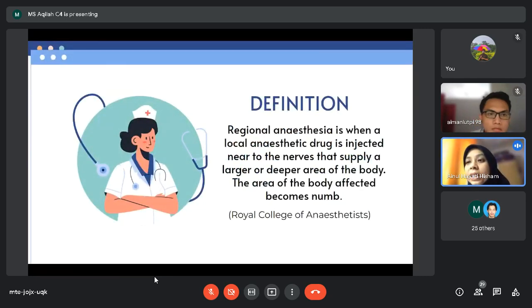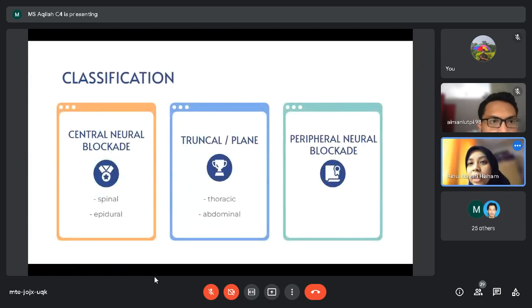What is regional anesthesia? From the Royal College of Anaesthetists, regional anesthesia is defined as when a local anesthetic drug is injected near to the nerves that supply a larger or deeper area of the body. The area of the body then affected becomes numb. So the keyword here is that the local anesthetic drug is injected near to the nerves that supply an area of the body, not the whole body.